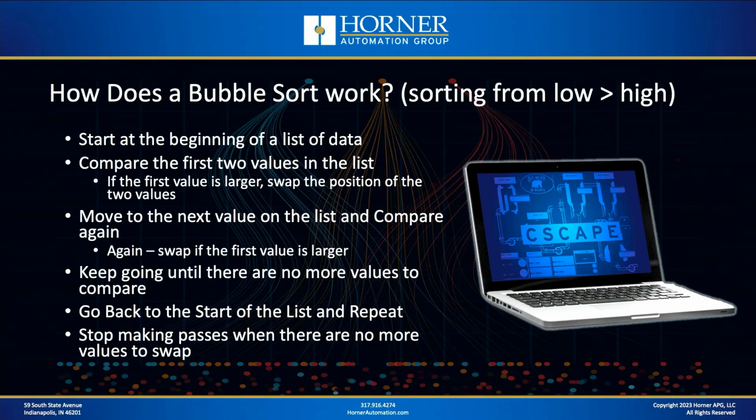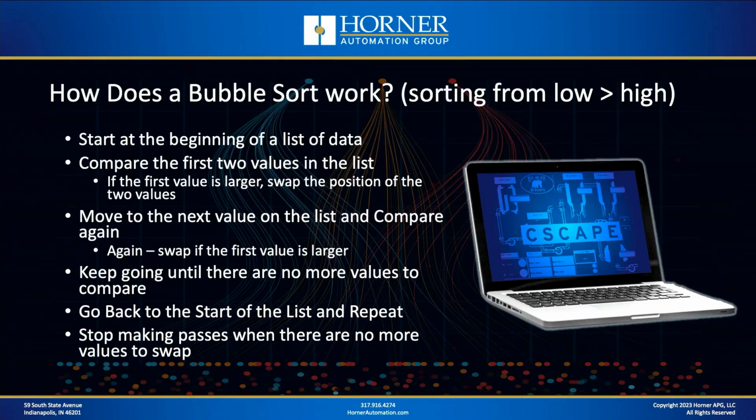Again, if the lower value of the two is larger, then you're going to swap. And you're going to keep on going until there's no more values to compare in your list. Now, you have to go back to the start of the list and repeat, and you're going to go through the list in its entirety multiple times. Those are called passes. And you know you're done when there are no more values that need to be swapped.